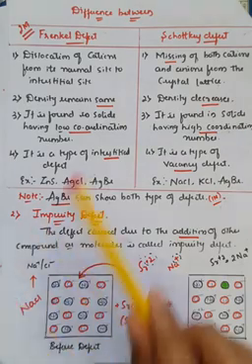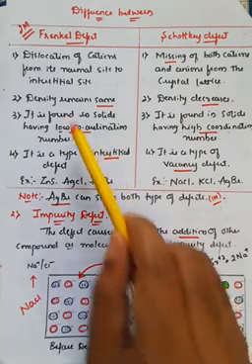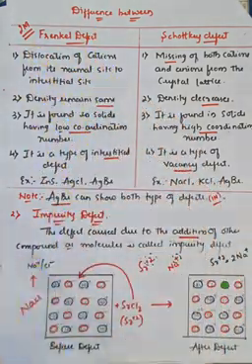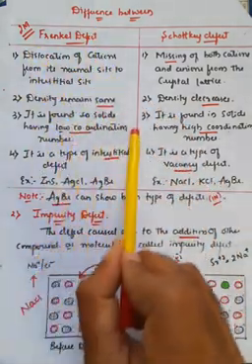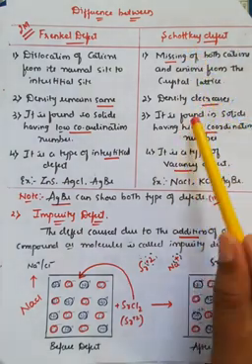The second important difference is that in Frenkel defect, density remains the same. In Schottky defect, density decreases. And in case of Frenkel defect, what happens? It can be seen in solids having low coordination number. But in Schottky defect, what happens? It is found in solids having high coordination number.